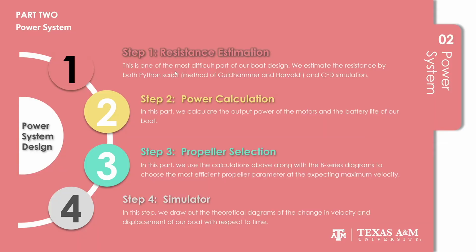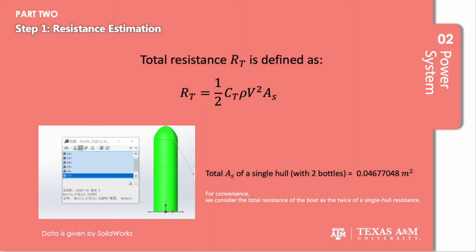To achieve the goal of high speed, an efficient power system is one of the most important portions of our design. Here are the 4 steps for designing the power system in our boat. In fact, the first 3 steps are enough for getting design parameters. However, the 4th step, the simulator, helps us to understand the movement of our boat, which can in turn improve our design. Boat resistance is a force that acts against the motion of the boat.